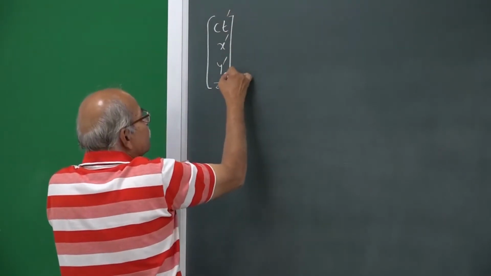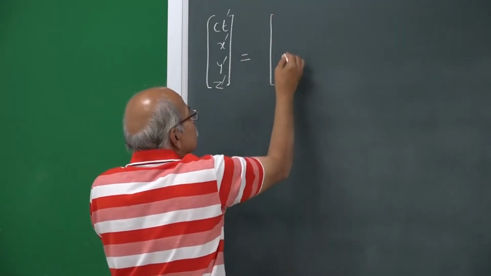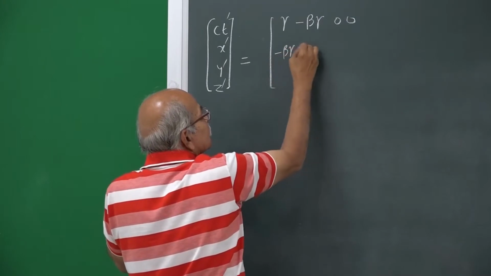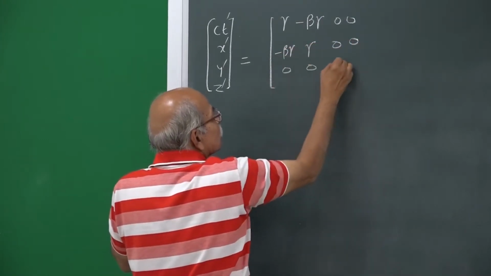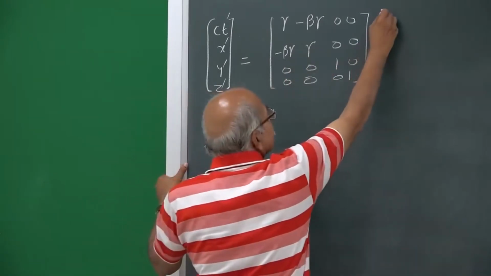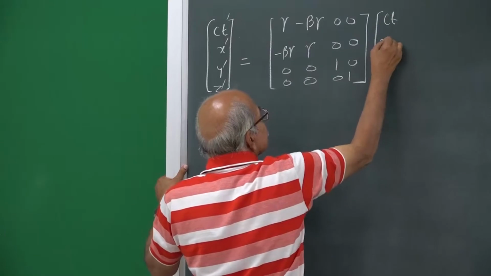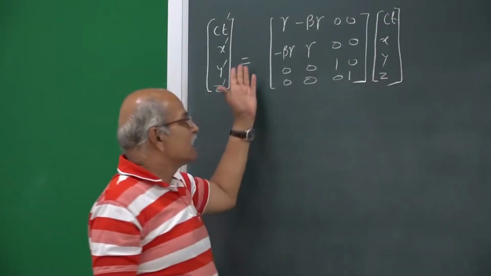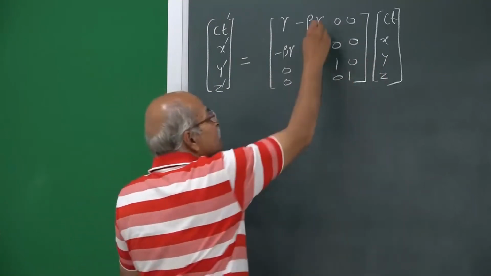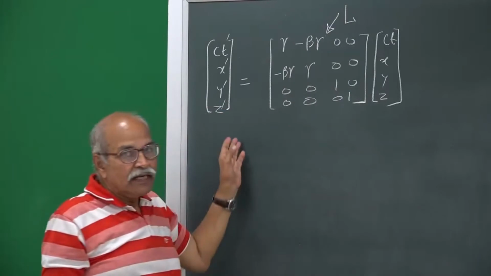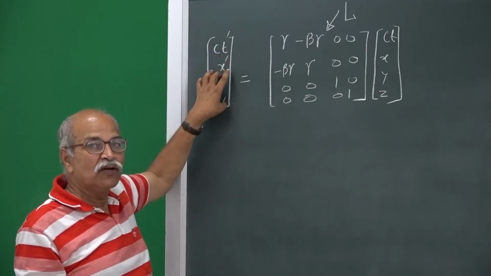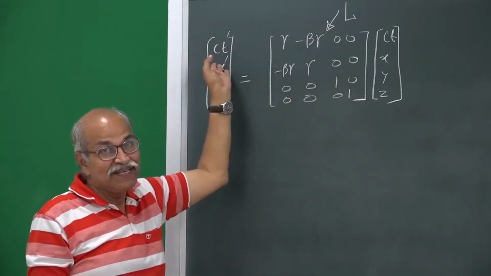If you write it in the S prime frame, then this is your Lorentz transformation matrix: gamma, minus beta gamma, 0, 0, then minus beta gamma, gamma, 0, 0, then 0, 0, 1, 0, and 0, 0, 0, 1. This is the Lorentz transformation matrix, and here you write the components in the S frame. So, ct here, x here, y here, z here. This is a 4 vector, and all these 4 components in the S frame and in the S prime frame are connected through this. This is the Lorentz transformation matrix L. And any set of 4 components which transform according to this equation as you go from S to S prime is a 4 vector.